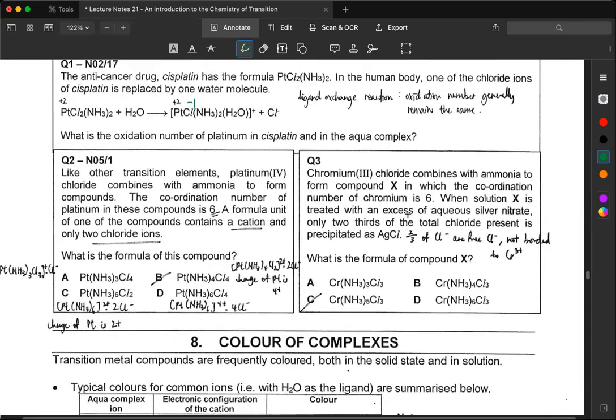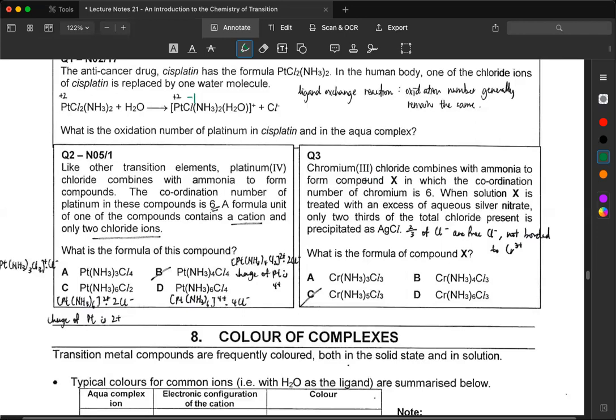Question 3. Chromium 3 chloride combines with ammonia to form compound X, in which the coordination number of chromium is 6. When solution X is treated with excess aqueous silver nitrate, only 2/3 of the total chloride present is precipitated. So if 2/3 of the chloride are free chloride, not bonded to chromium 3 plus, then what is the formula of compound X? The coordination number is 6, and only 2/3 is free ions.